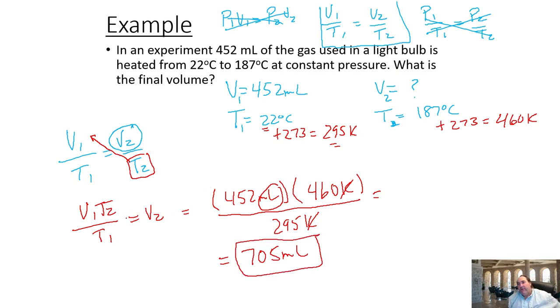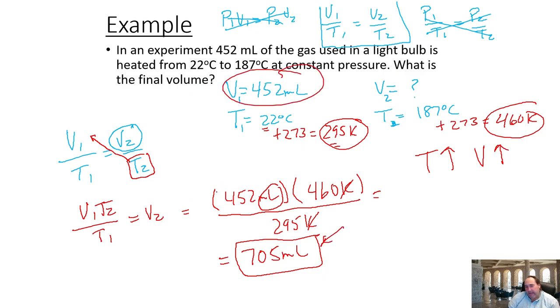Once again, we could think about our relationship and just make sure things seem correct. What we know here is, in this case, the temperature went up. And because this is Charles' Law, that means the volume should also go up. So did it? It started at 452, went to 705. So that seems good, and perhaps we didn't make any mistake. Once again, if you flip those numbers around, you might see the opposite trend, and that might help you catch an error that you might have made there.